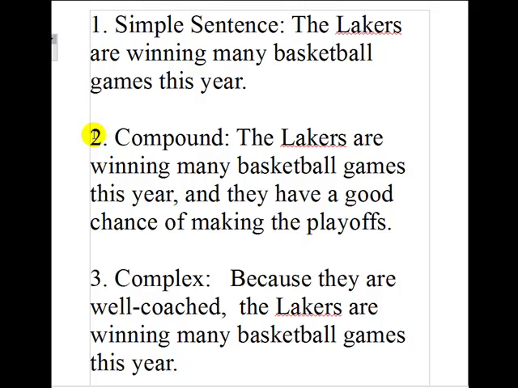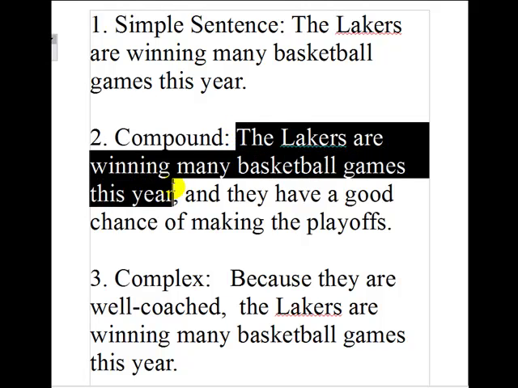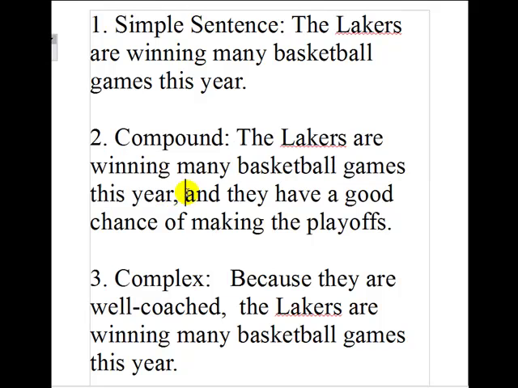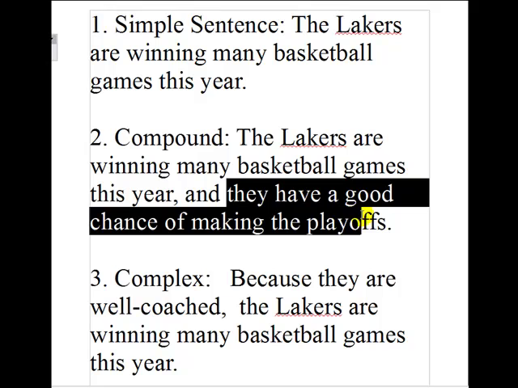The next type of sentence is called the compound sentence. A compound sentence consists of an independent clause. Notice in this independent clause you have the Lakers, and then you have are winning, and then you have your connectors called a coordinating conjunction, and you have the second independent clause. In this case, you have 2 different independent clauses being joined by a coordinating conjunction. That's the second sentence type.